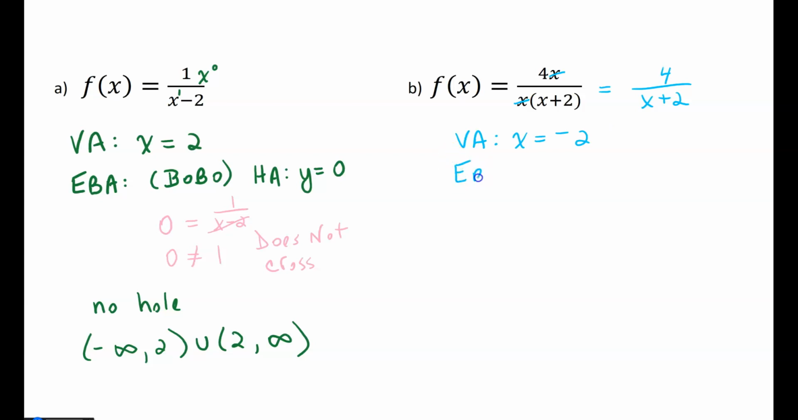All right. The end behavior asymptote. So this is just like the one we just did previously. There's a first degree down here, there's a 0 degree up here. So this is another case of big on bottom, or a BOBO. So we have a horizontal asymptote at y equals 0.